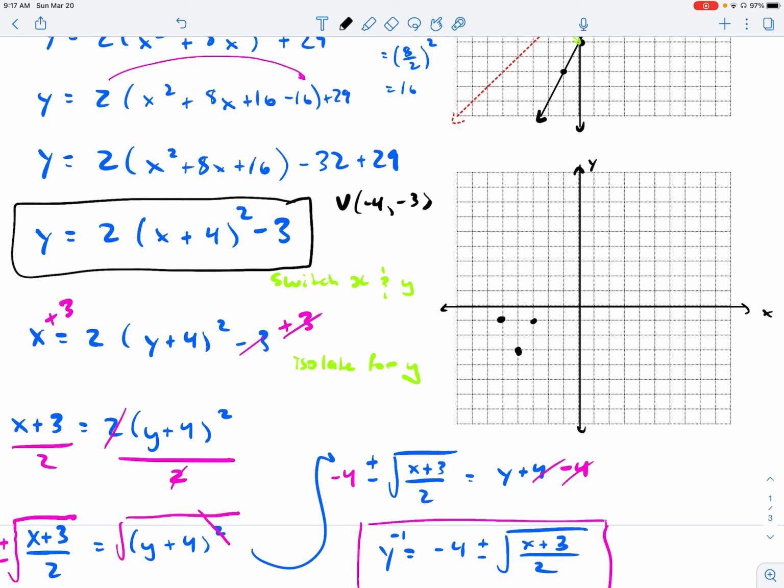So once I do that, I probably should have a couple more points. Following that step pattern, the next one from here, I'm supposed to go over 1, up 3. Well, if it's a vertical stretch of 2, then I'm going to have to go up another 3, so 6. So 4, 5, 6. My next point would be up here. So I'm going to mark those down. That's right here and right here.